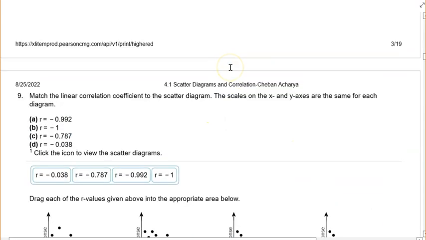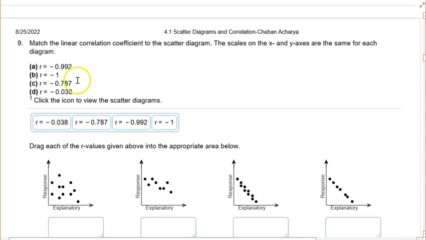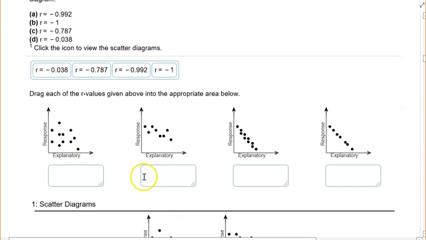Alright, question number 9. Similar here, a dragging problem. And here are different types of scatter diagrams. These are 1, 2, 3, 4 scatter diagrams, and the R is given here. You can see this R is the same R here, R -1 here, R -0.992 here. All are negative, by the way. What you have to do is drag the correct value of R into the box. Okay, now let's see it.